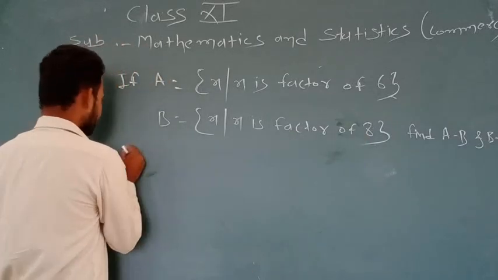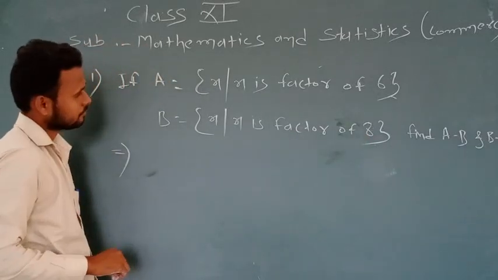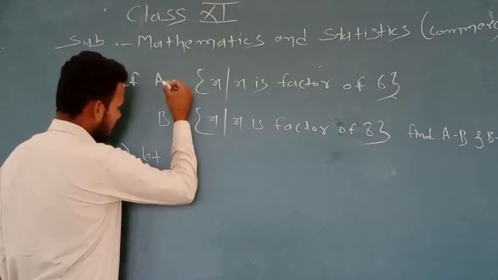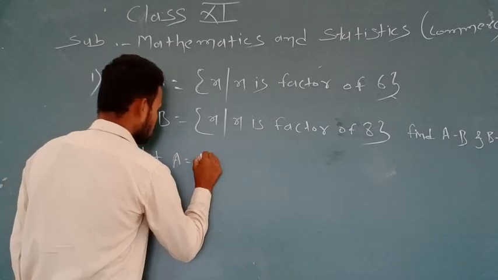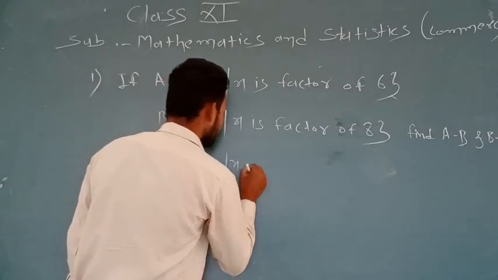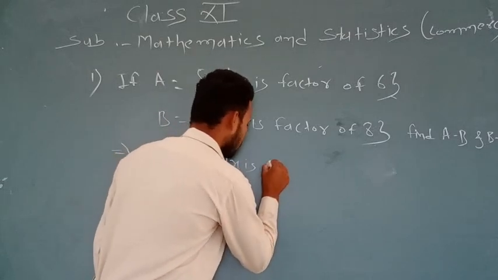Means solution. Here solution. Let A equal to the set containing x such that x is a factor of 6.